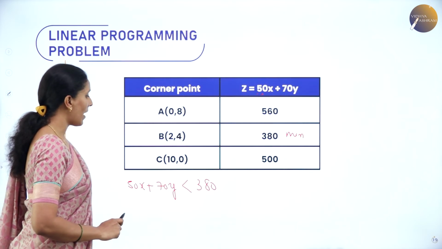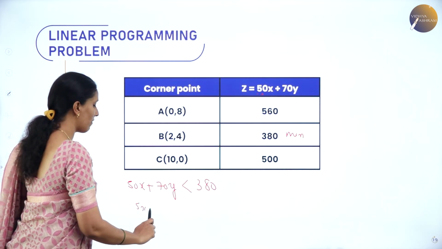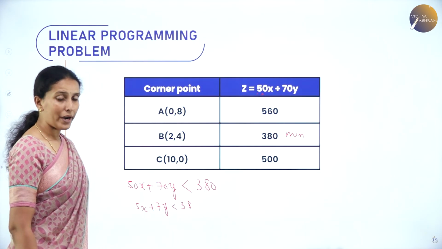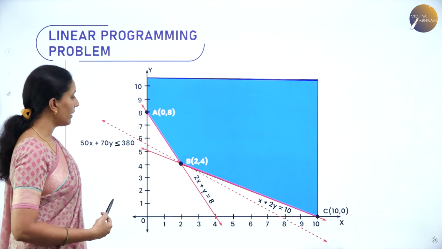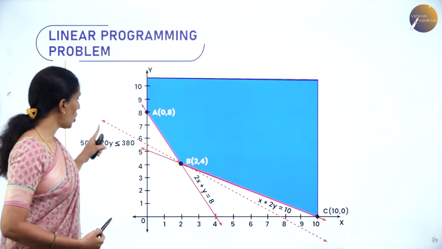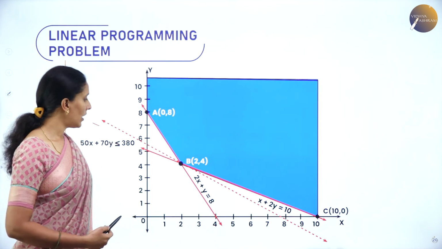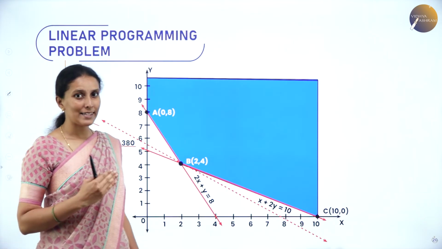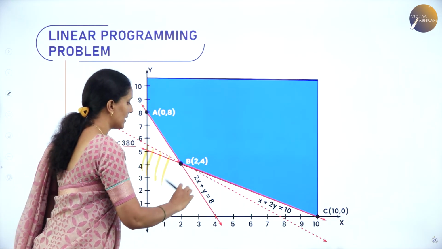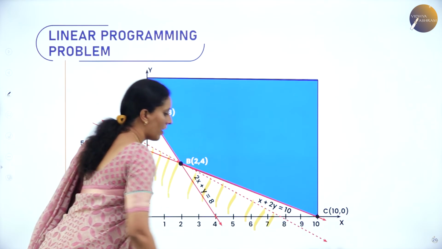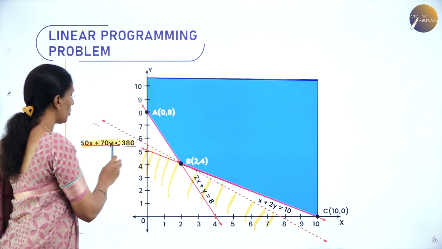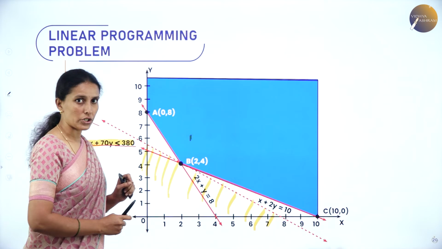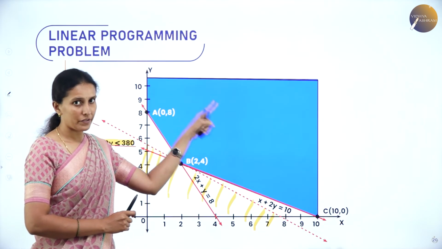Let me divide this equation by 10. Then I will get 5x plus 7y less than 38. By substituting values of x and y, we can see this line in dotted form. The dotted line represents the equation 50x plus 70y less than 380. When I say less than 380, the area below this dotted line represents the solution for this inequality. And you can clearly see none of the points coincide with this region. So, there is no point in common with the feasible region.